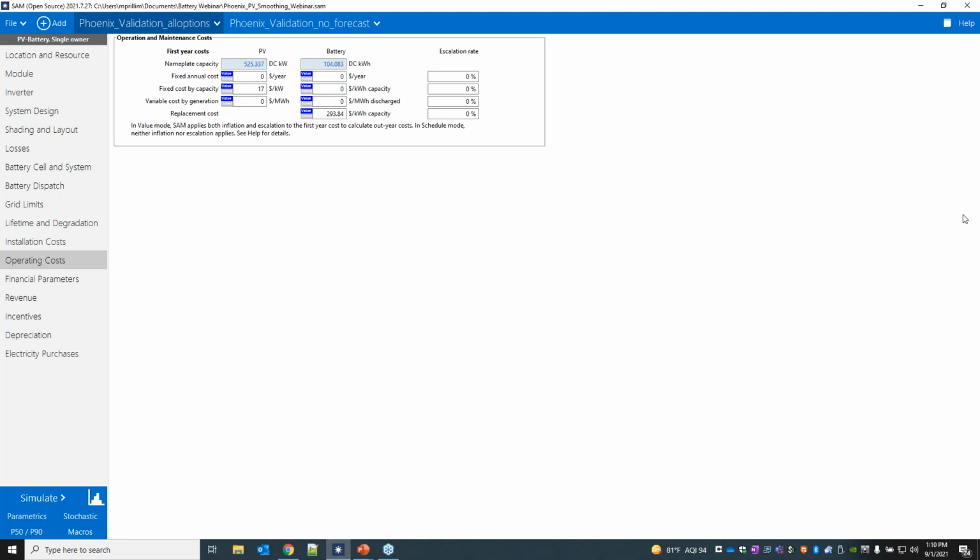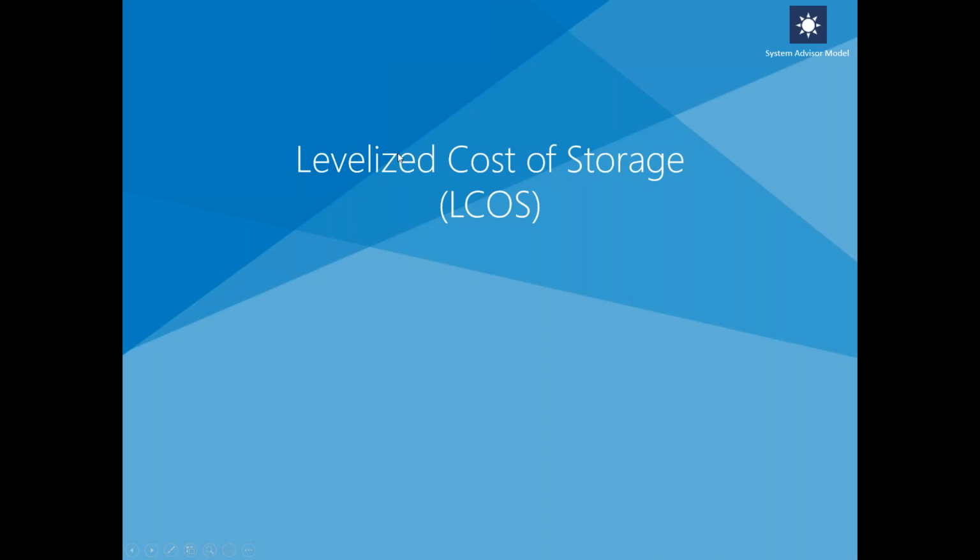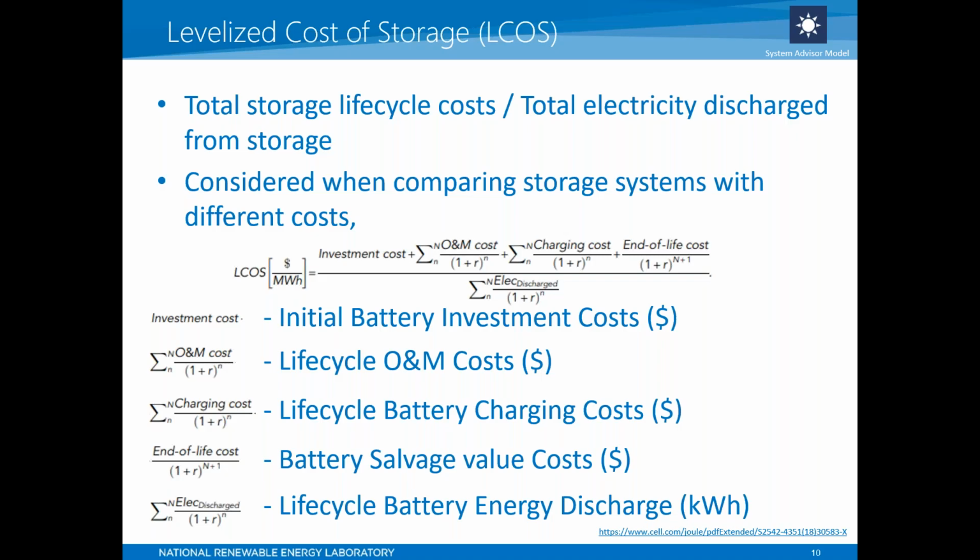Next, I'll go back to our slide deck to go over the levelized cost of storage calculations. So the levelized cost of storage is a financial metric that can be thought of as similar to the levelized cost of energy. The calculation is the total storage lifecycle cost divided by the total electricity discharged from the storage system. This LCOS is important when considering different storage systems with different costs, but similar use cases and similar dispatch strategies, such as comparing batteries to hydro storage or other types of storage.